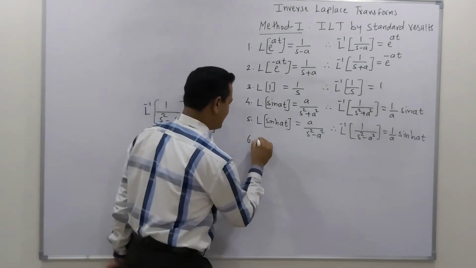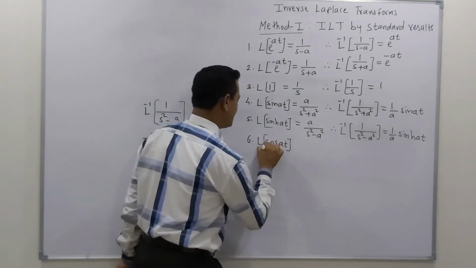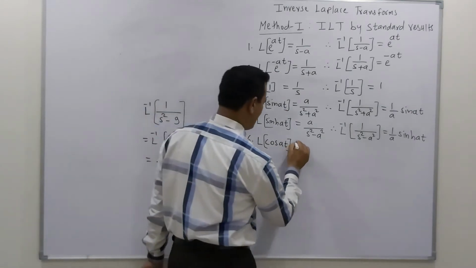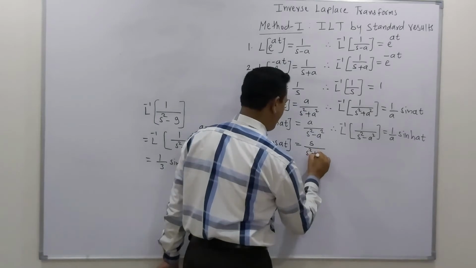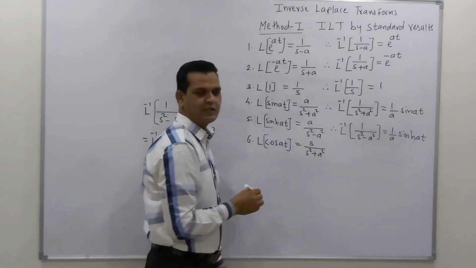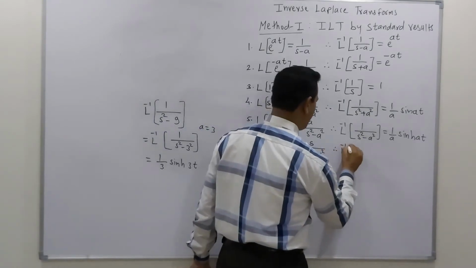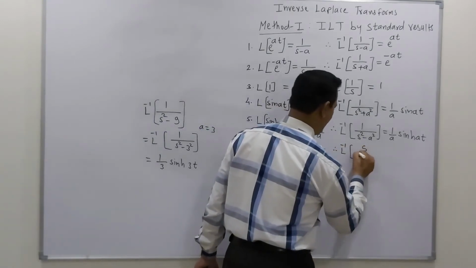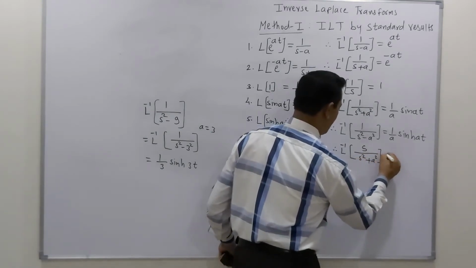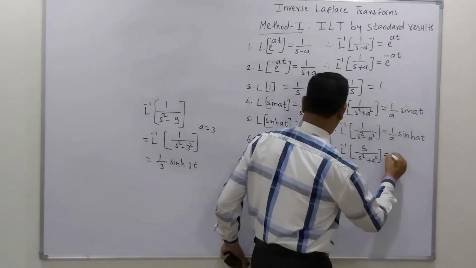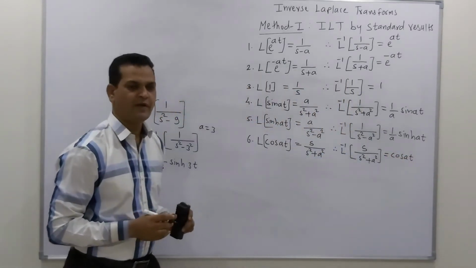Now let's discuss the sixth result, the Laplace transformation of cos of at. This is the standard result we know. According to it, we can write this as s upon s square plus a square. Therefore, if we take the inverse Laplace transformation of s upon s square plus a square, the result is cos of at.